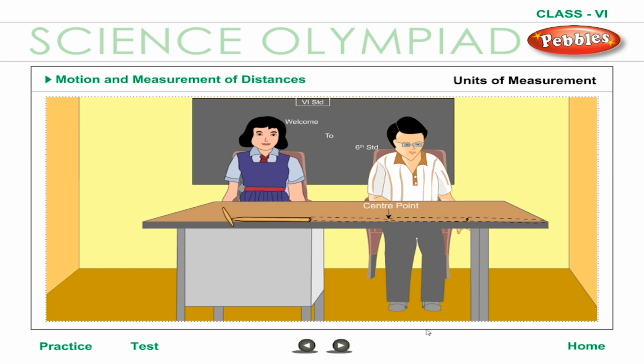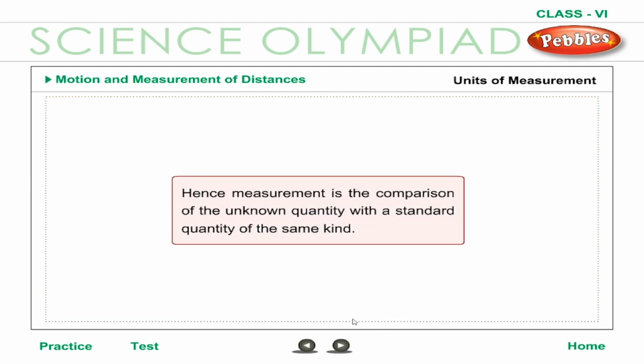Here, 4 dandas is a measurement that consists of 2 parts, a number and a unit. 4 dandas means 4 times the danda was repeated. That is, 4 is the number and danda is the unit. Hence, measurement is the comparison of the unknown quantity with standard quantity of the same kind.